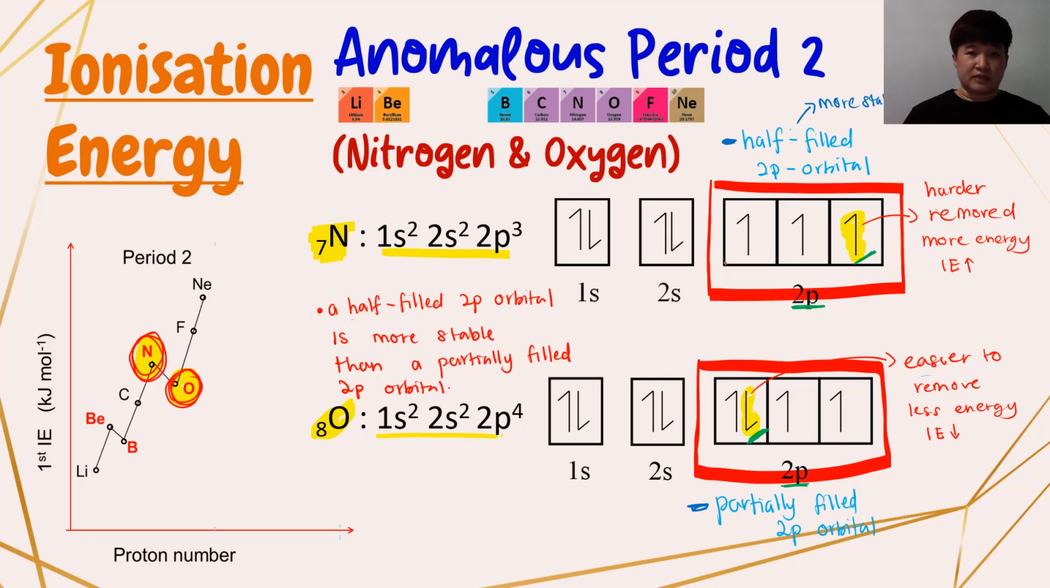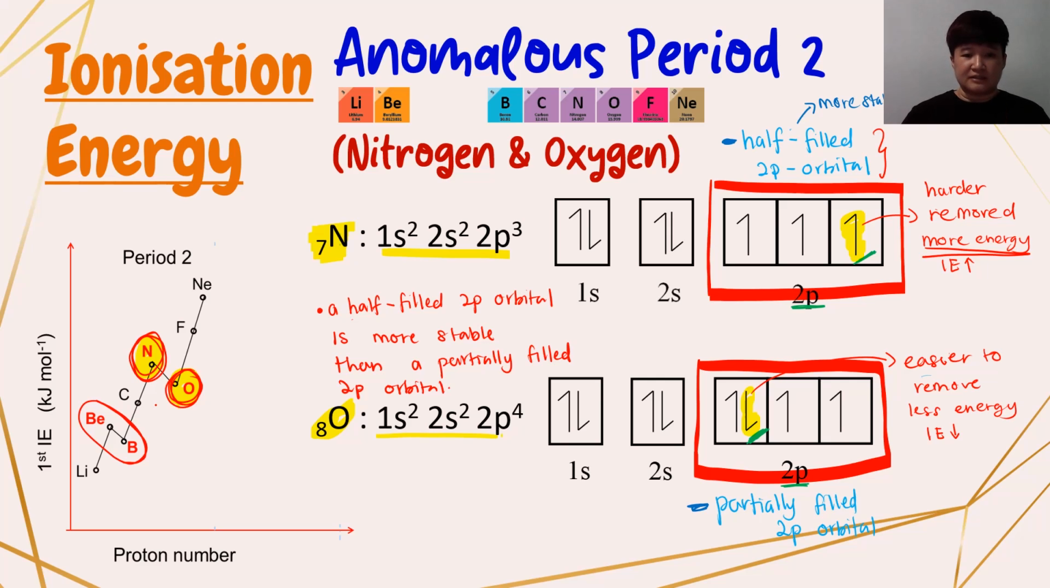And since it's more stable in the half-filled p orbital, that's why you need more energy to remove the electron from the half-filled 2p orbital. And since it's more energy, therefore the ionization energy is higher. Slightly different from beryllium and boron. Because in beryllium and boron, we talk about the distance from the nucleus between the 2s orbital and 2p orbital. But between nitrogen and oxygen, we talk about the stability of the half-filled 2p orbital and the partially filled 2p orbital. So separate that.